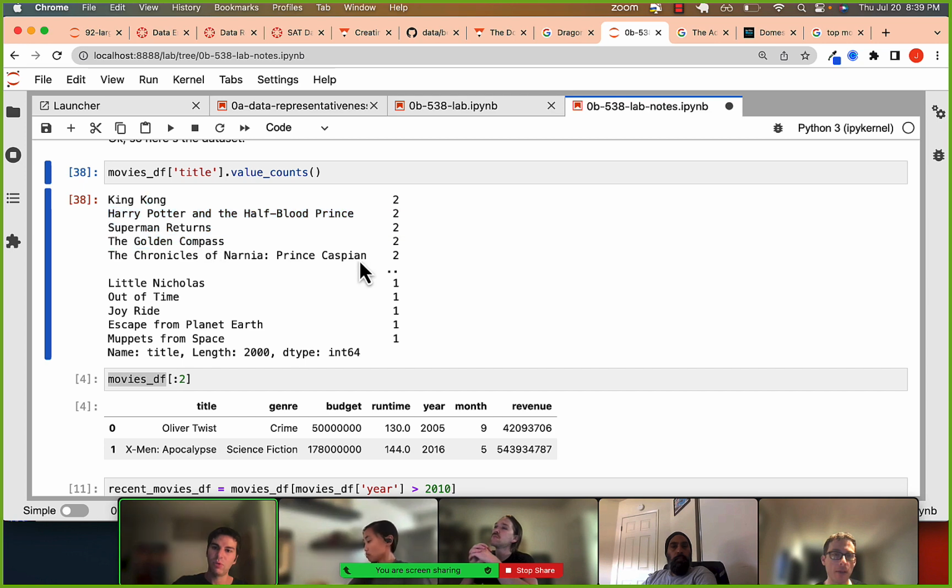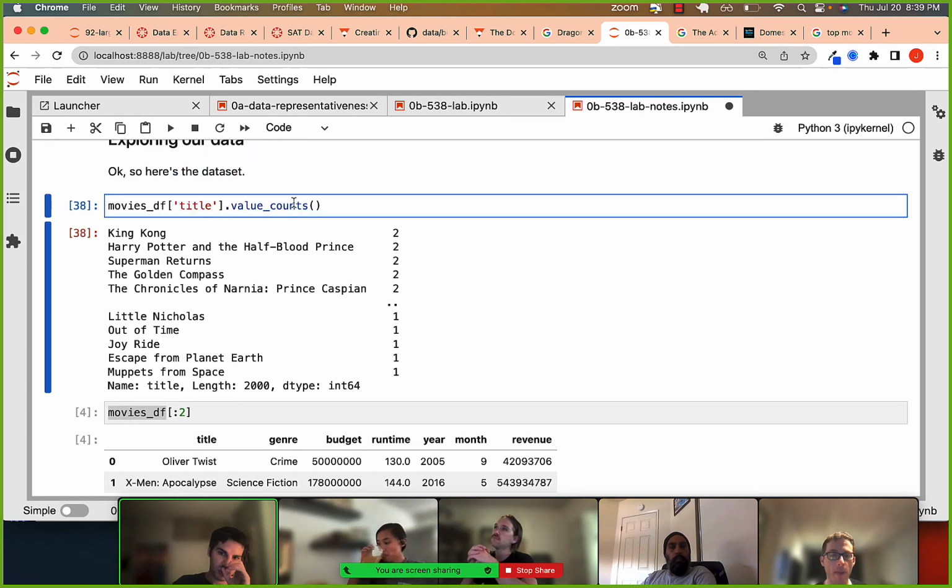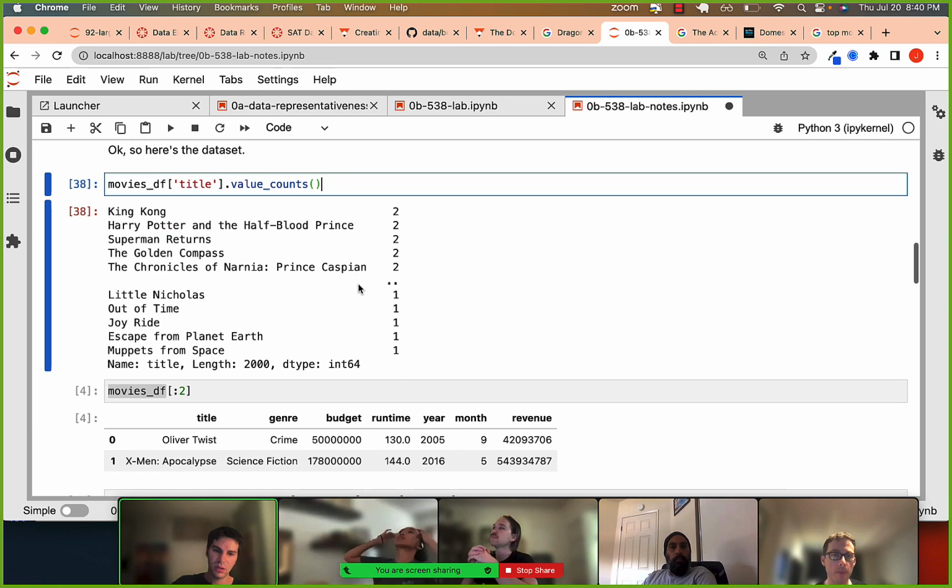And so I ended up removing some of this data as well. All right. So this is a quick way to look for duplicate data: just look at something that should be unique and call value counts on it. All right.